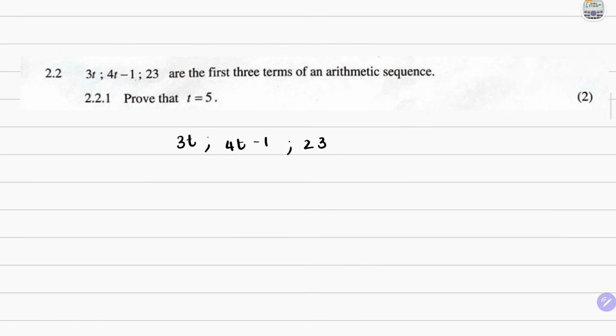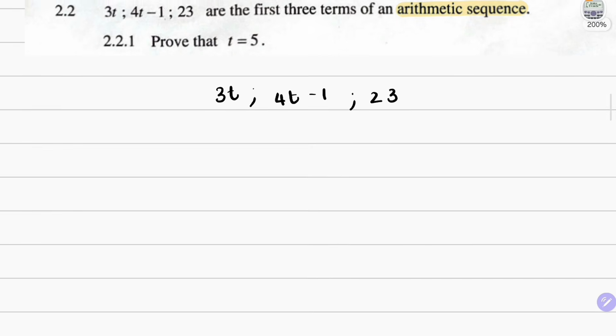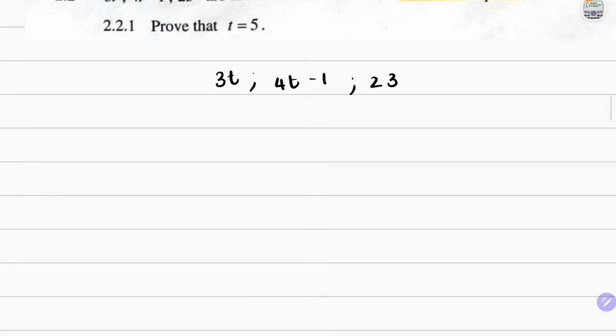Okay, they told us that this is an arithmetic sequence. And what do we know about an arithmetic sequence? It has a common difference, or constant difference, that would be exactly the same. Meaning, this is T1, T2, T3. If we say T2 minus T1, that should be exactly the same as T3 minus T2 since they both represent the common difference.